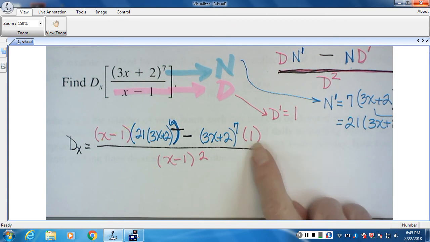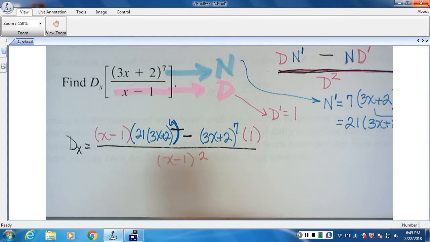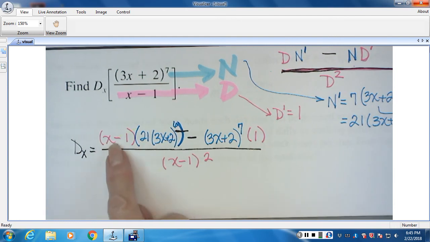Truthfully, when you get ready to put it in my math lab, I'd probably ditch the 1. You don't need it. It's not doing anything. And if you wanted to, you could go ahead and say that's 21x minus 21, but you don't have to. It works without doing that. So that's as much simplification as I'm going to do.